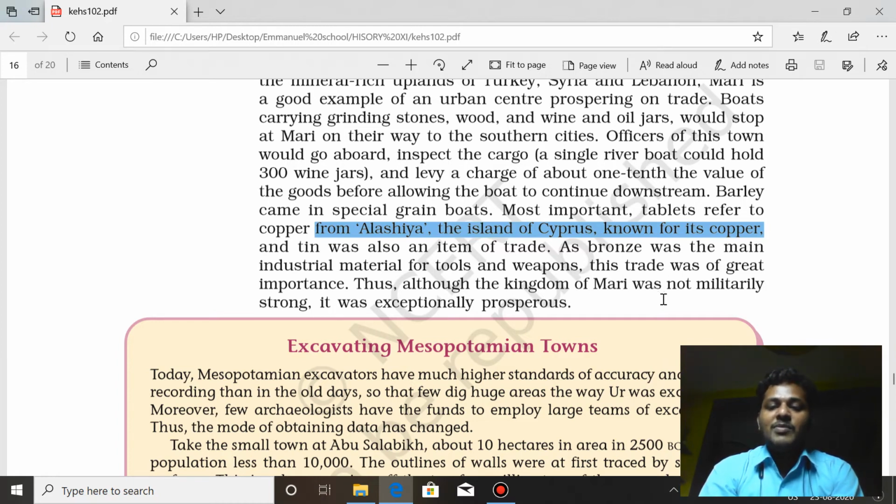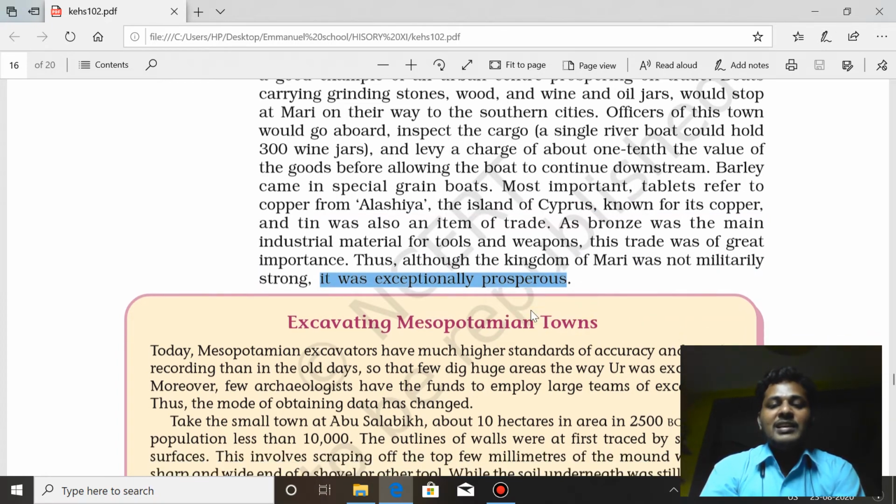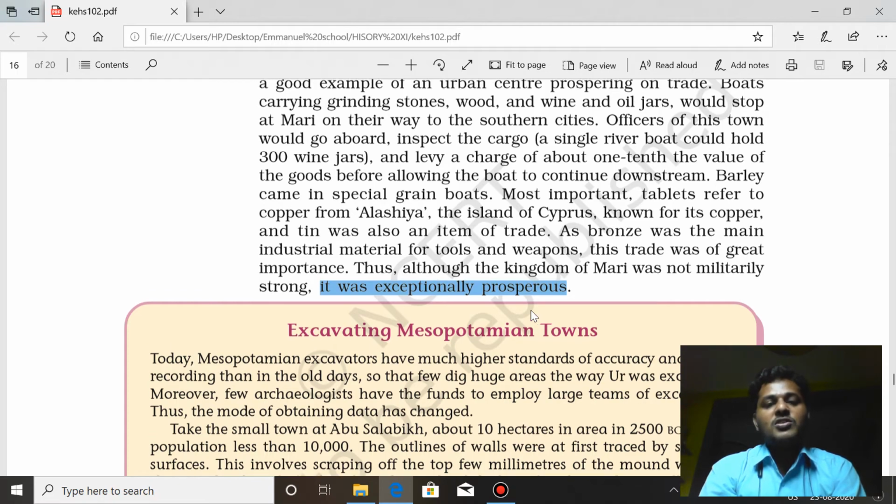Thus, although the Kingdom of Mari was not militarily strong, it was exceptionally prosperous. Militarily, they did not have many armies or soldiers. Even then, it was very prosperous because of this reason.